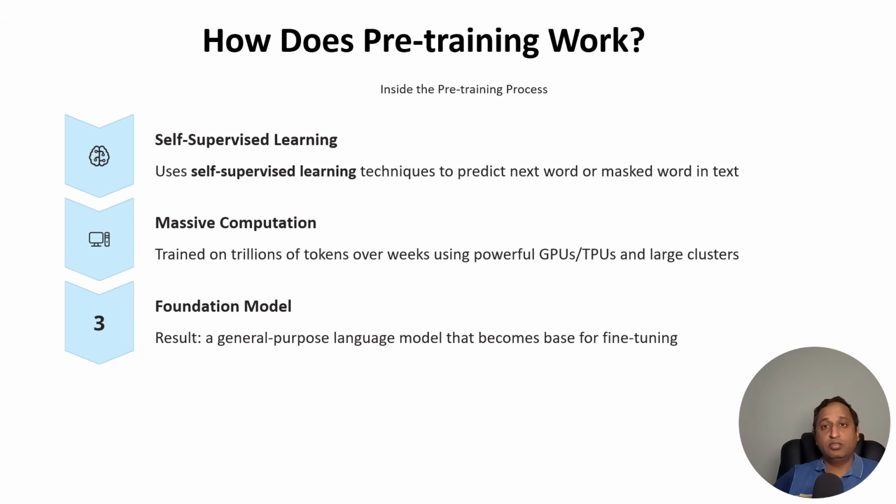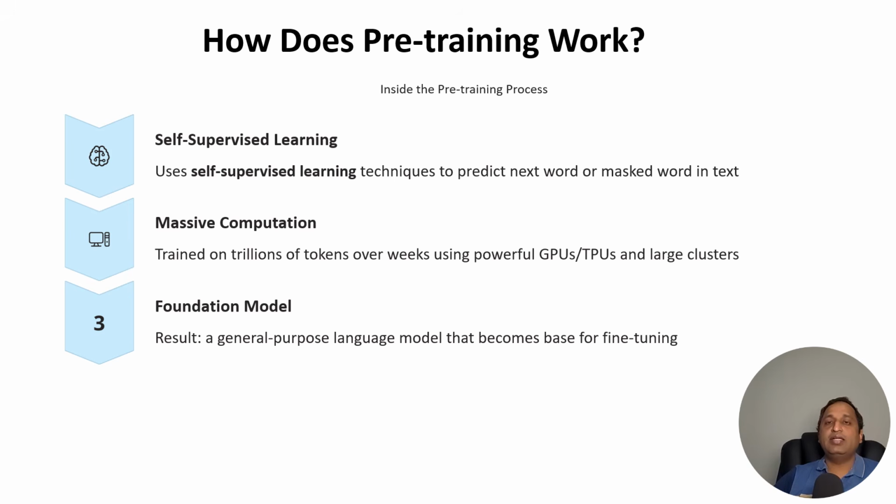Now let's look under the hood at how pre-training actually works behind the scenes. Pre-training uses a method called self-supervised learning. This means the model learns the patterns in data without needing human-labeled answers. The model is given a sentence like "the cat sat on the" and learns to predict the next word, or it is shown a sentence with blanks and learns to fill them in. The training happens on trillions of tokens, literally. So what is a token? A token is basically a word or a piece of a word.